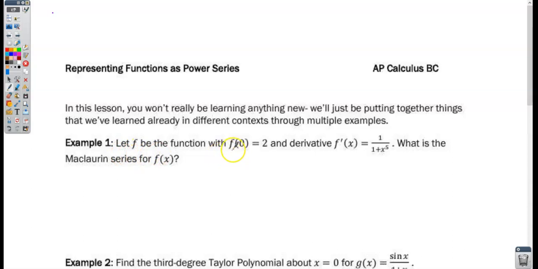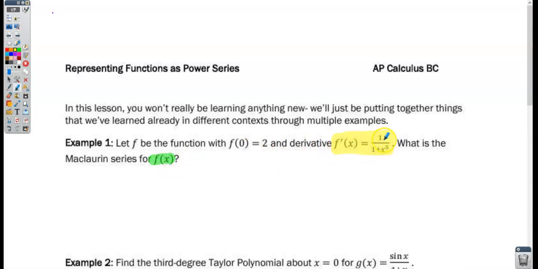All right, so let's look at the first example, example 1. Let f be the function with f of 0 equals 2, and derivative f prime of x equals 1 over 1 plus x to the fifth. What is the Maclaurin series for f of x? First of all, we're trying to find the Maclaurin series for f of x. We know the function f prime. So in order to get the Maclaurin series for f, it would be nice to have the Maclaurin series for f prime.